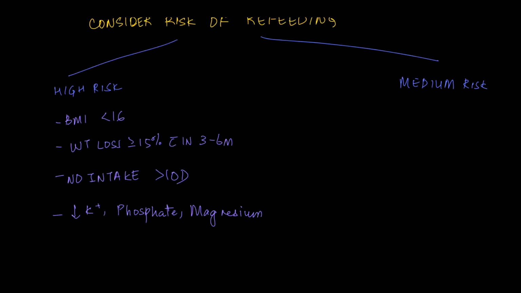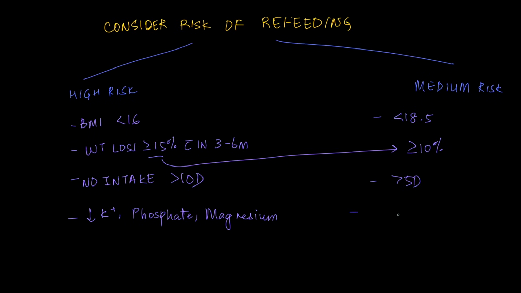Next is the medium risk. If more than two of these factors are present, that is BMI of less than 18.5, weight loss which would be more than or equal to 10% within 3 to 6 months, no oral intake for more than 5 days, and use of drugs like insulin, chemotherapy, diuretics, or a patient is an alcohol abuser. Now, if any two of these factors are available, it would again make the patient a high risk for refeeding.